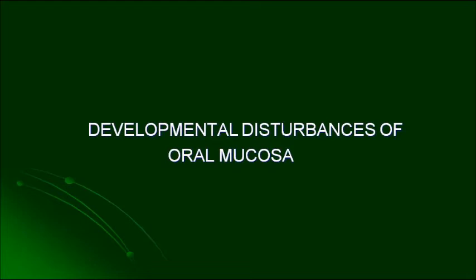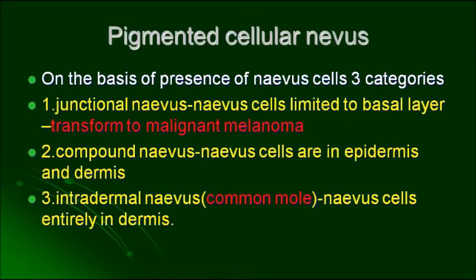So today we are going to learn in detail about other developmental disturbances which are seen in oral mucosa as well as developmental disturbances that affect the tooth. Okay, so listen carefully. First one, developmental disturbance of oral mucosa. Coming on to the first one, pigmented cellular nevus.